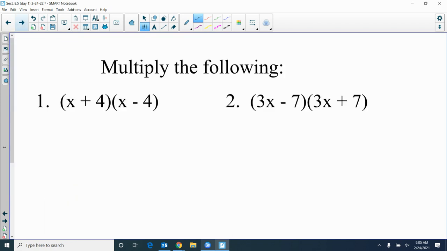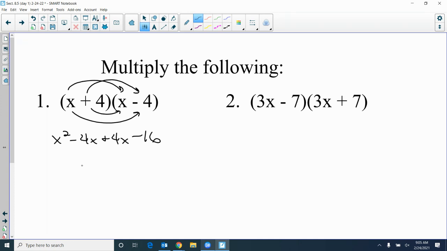All right, the last little thing there is what we call difference of squares. And let me just show you right here. And just pay attention. This isn't on your guided notes. If I FOIL this, x times x is x squared minus 4x plus 4x and negative 16. What's negative 4x plus 4x add up to? 0. So this just becomes x squared minus 16.